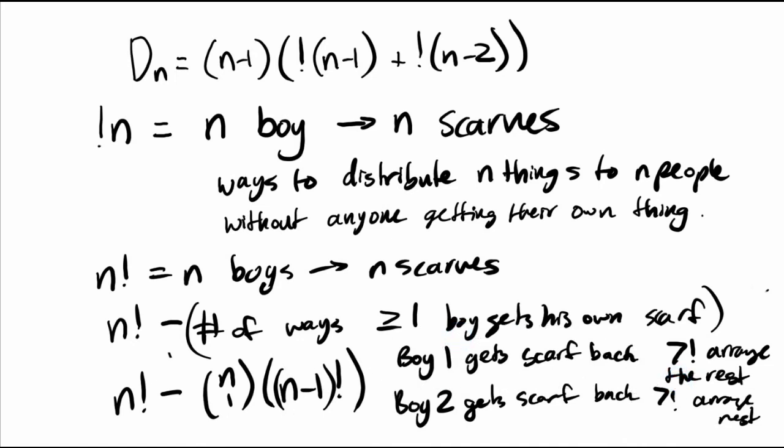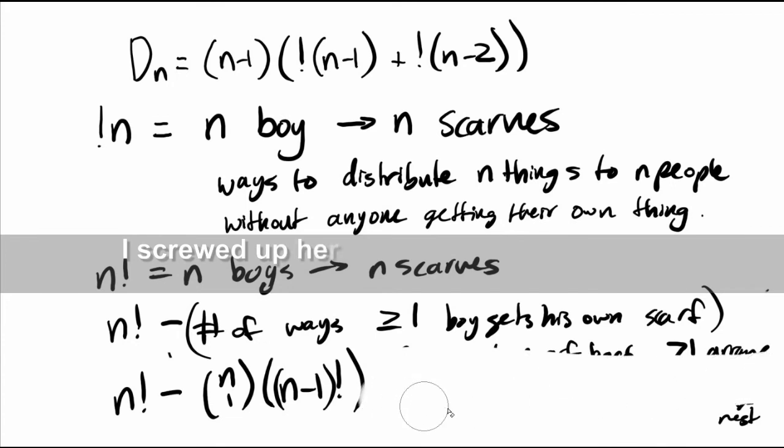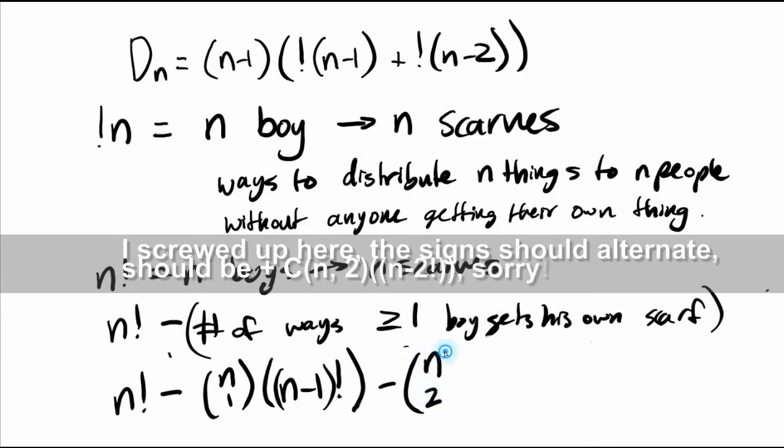So in the case where both boy 1 and boy 2 get their scarves back, using this equation, we've overcounted that. So we gotta use the principle of inclusion and exclusion, and we gotta compensate for that. That means we have to subtract the number of cases where boy 1 and boy 2 get their scarf back. So that would be n choose 2. There are n choose 2 ways you can choose 2 boys, multiplied by n minus 2 factorial, because when boy 1 and boy 2 get their scarves back, there are n minus 2 factorial ways to arrange the rest of the scarves.